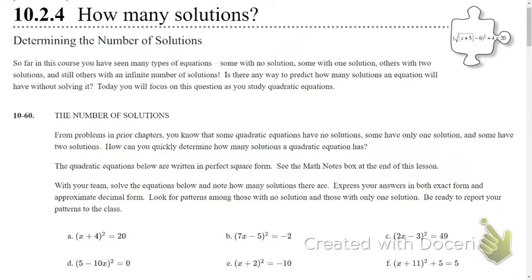Today we're going to do 10.2.4, and within this lesson we're going to determine how many solutions an equation could possibly have. All right, so let's just jump right into this. So far in this course you've seen many types of equations, some with no solution, some with one solution, others with two solutions, and still others with an infinite number of solutions. Is there any way to predict how many solutions an equation will have without having to solve it? We're going to focus on this today.